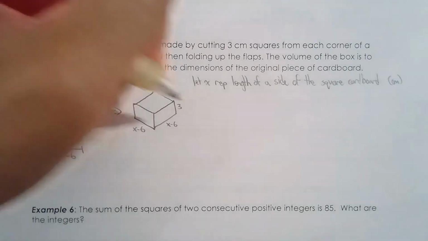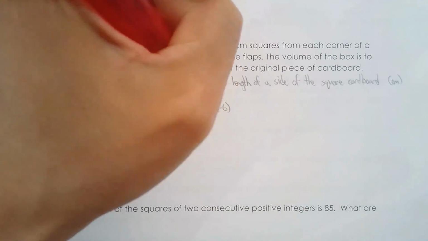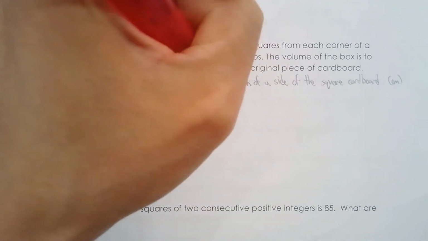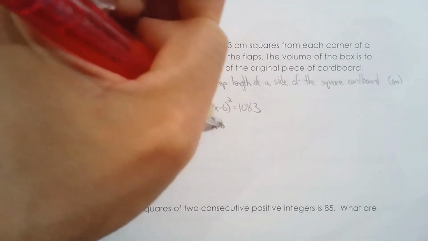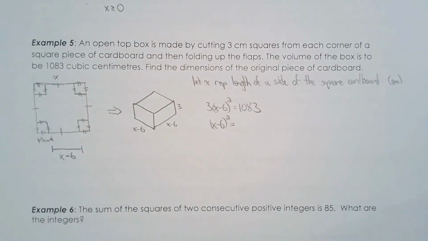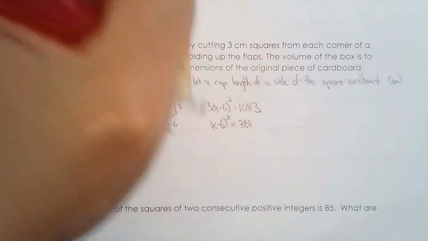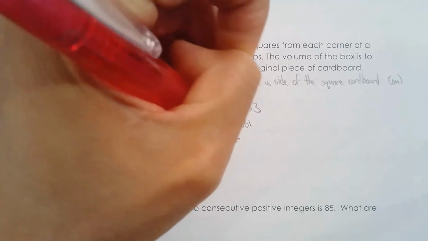Okay, so we've got to build the equation. That's the hard part of the question. There's one piece of information we have yet to use, which is the volume of this box. So x minus 6 squared times 3 is 1083. Divide both sides by 3. 1083 divided by 3 is 361. Expand that, perfect square trinomial. Set equal to 0.